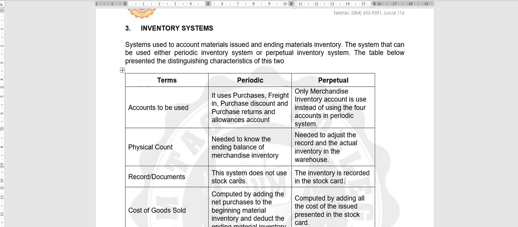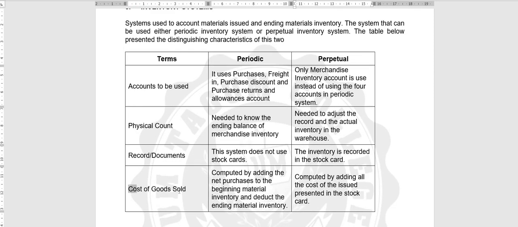So under the periodic, there is no stock card. Under the perpetual, there is a stock card. Then, lastly, the computation of cost of goods sold. Under the periodic inventory system, as we studied in ULOA, this is the formula: to compute the cost of goods sold, you add your net purchases and the beginning merchandise inventory, and then you deduct your ending merchandise inventory.